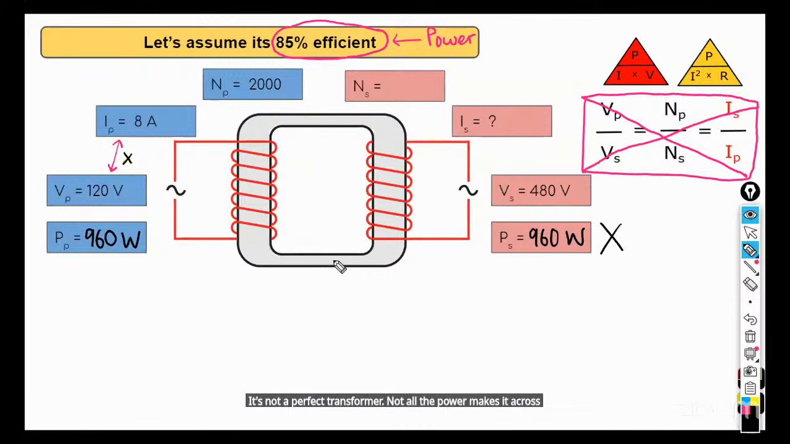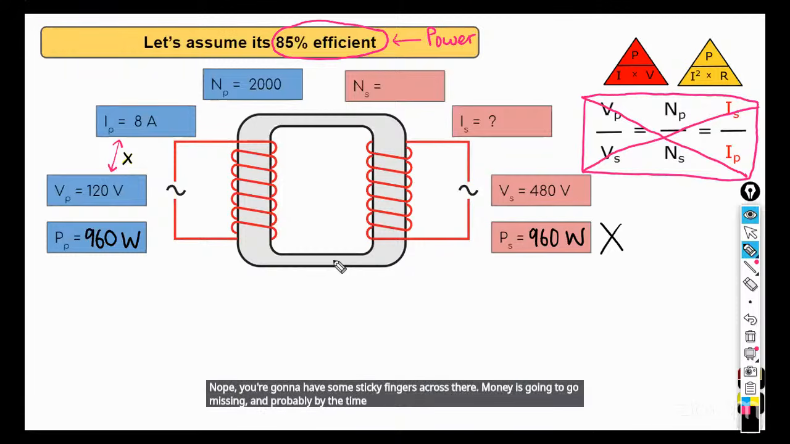It's like real life. If I give you $960 and tell you to deliver it to the other side of the classroom, you really think $960 is going to make it across? Nope, you're going to have some sticky fingers. Money is going to go missing, and probably by the time the $960 reaches the back of the classroom, it might only have $800. That's how life is. Things go missing all the time, right?